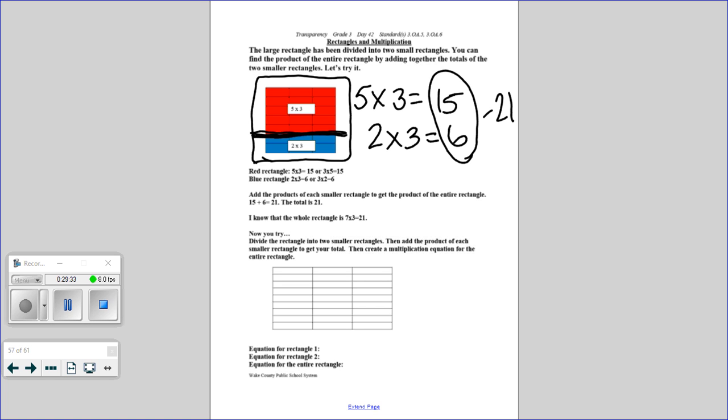Alright, so now we're going to try the bottom rectangle. We're going to break it into 2 smaller rectangles. Which direction do you want to break it? Up and down? Side to side? Mason? Up and down. Alright, so go ahead and break it apart this way, just like I have. All I did was draw one line.